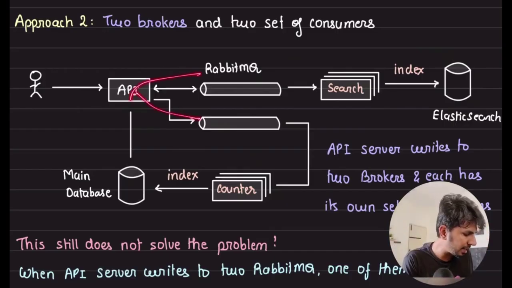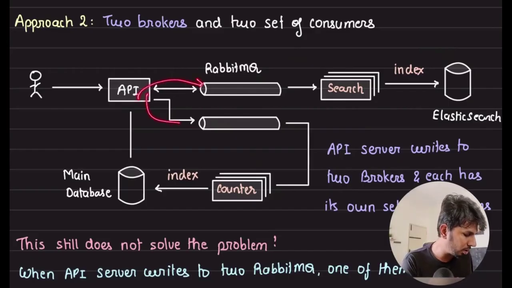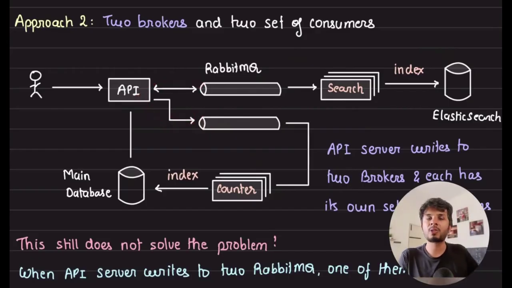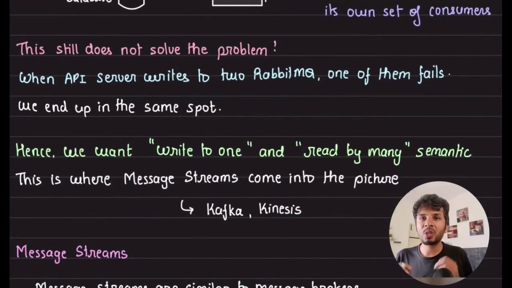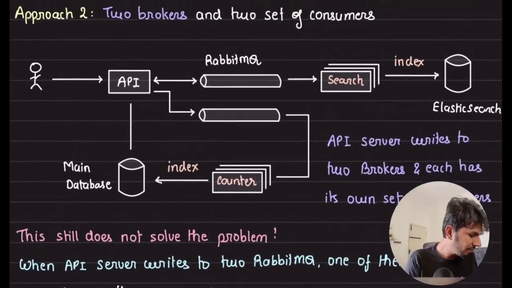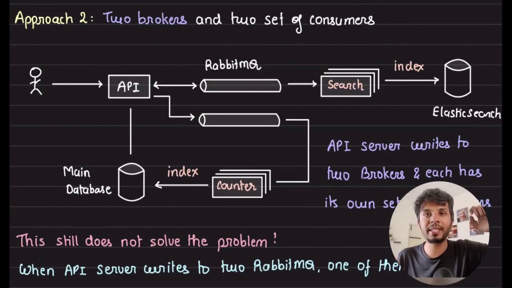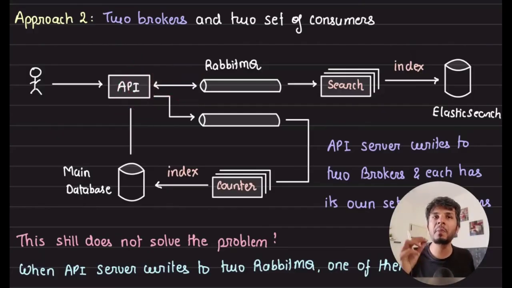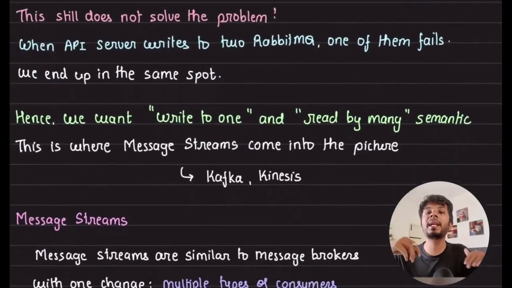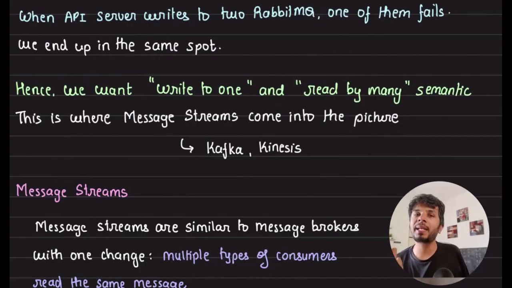API servers, because they are writing to 2 places, this leads to another problem. What if one wrote, the other did not write? So before pushing the message to the other broker, it crashed, right? So here, the root cause of this problem is that we do not want to have multiple calls going from anything. It should be just one, which means I should not be writing to multiple places from the API server. I need to write from the API server just once, but it should be read many times. So it is write to one and read by many semantics.